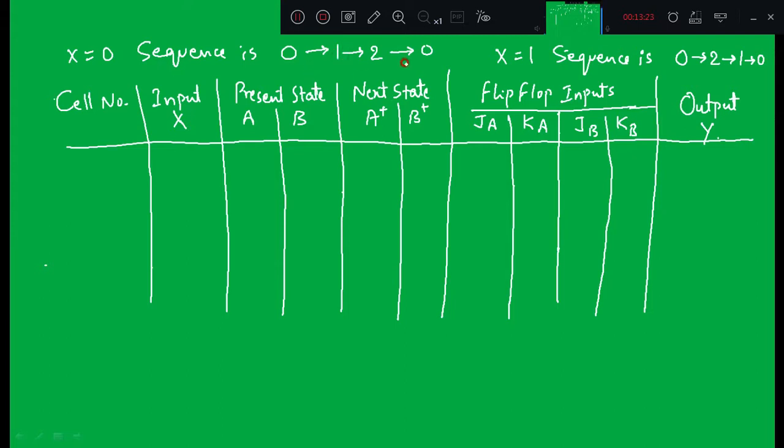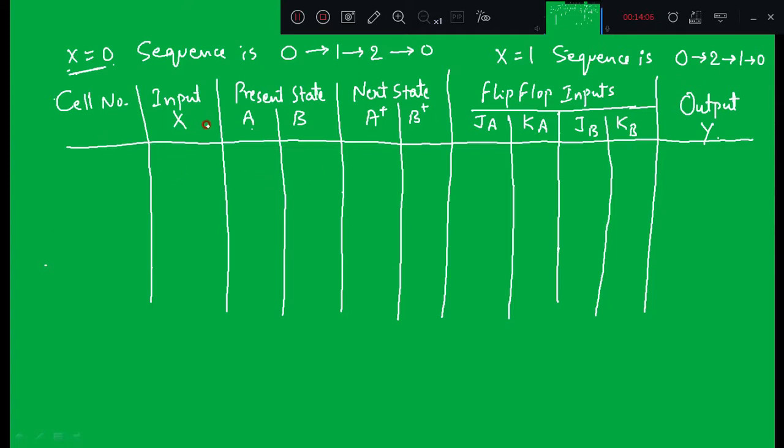Along with these sequences, there is another input, that is X. So this capital X will also act as an input. Here A and B are the outputs for which we are going to use the JK flip-flop. That means J and K are going to act as inputs for these two flip-flops. Along with those we have one more input, which is X. When X is equal to 0, the sequence would be 0, 1, 2, and when X is equal to 1, the sequence will be 0, 2 and 1, okay?